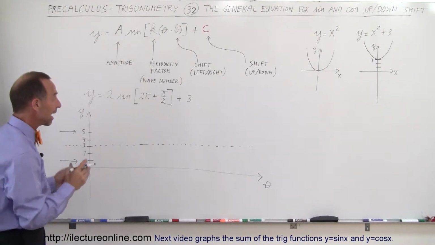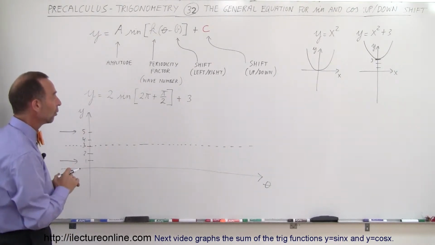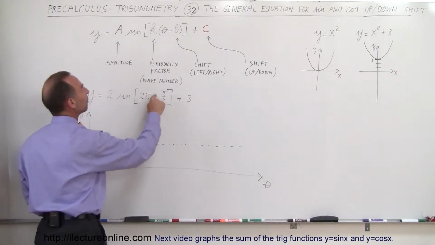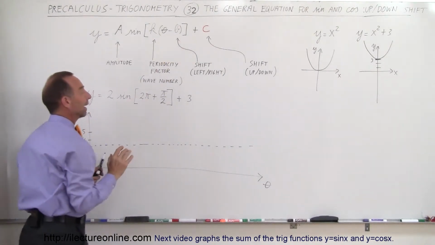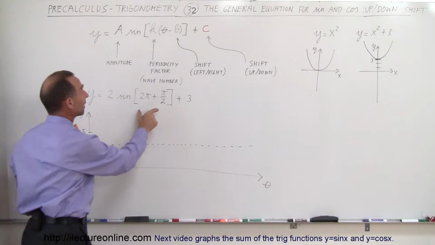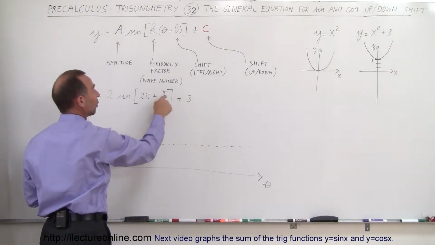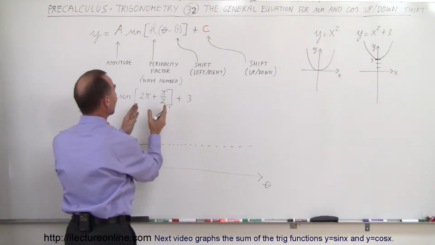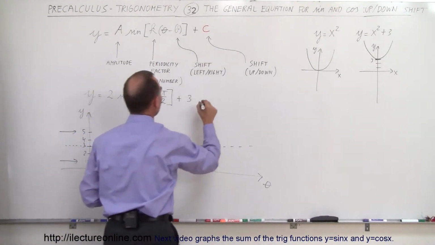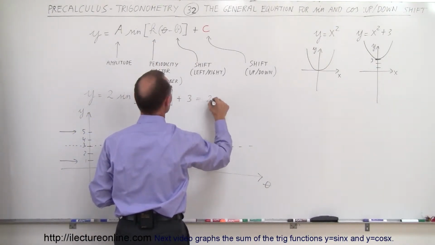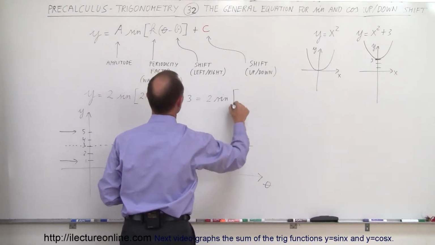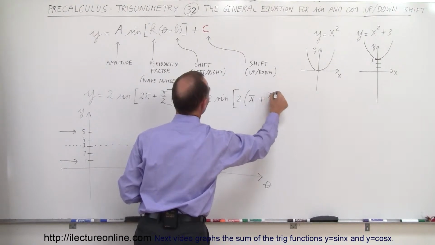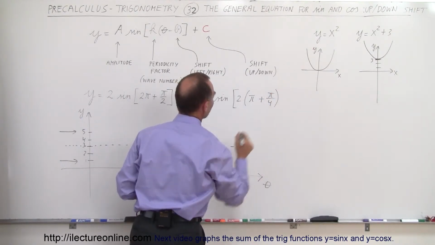Right, next we need to have the shift left, right, where the sine function starts. Now notice this is not in the exact same format as to what we have over there. In order to do this right, we have to write it exactly like this. So if we went to here and said, oh, it shifted pi over 2, we would be wrong. Instead, what we want to do is we want to factor out a 2. We want to factor out the k. So this is equal to 2 times the sine of 2 times pi plus pi over 4.